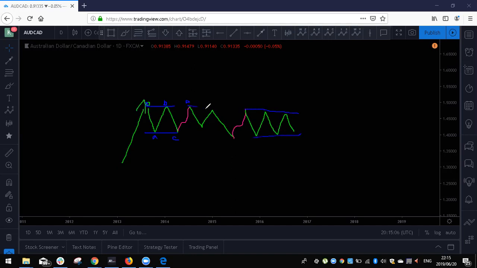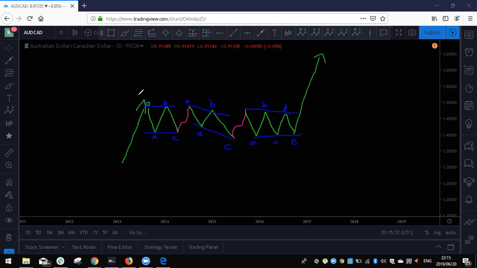So you have a zigzag like this. Your zigzag is A, B, C. And then your triangle is A, B, C, D, and E. And only then you get your impulse.